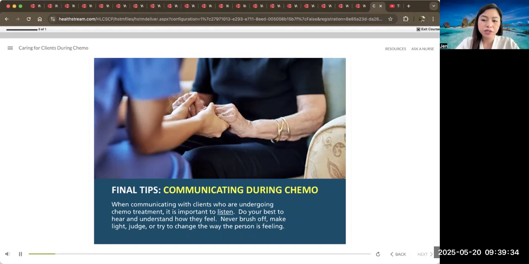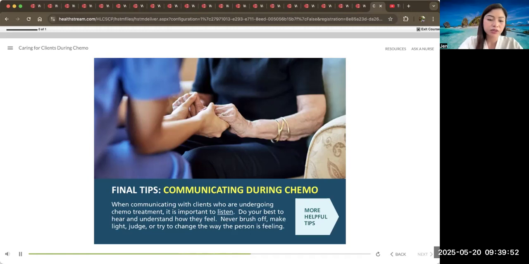There are often ways to decrease these unpleasant effects. So final tips, communication during chemo. When communicating with clients who are undergoing chemo treatment, it is important to listen. Do your best to hear and understand how they feel. Never brush off, make light of, judge, or try to change the way the person is feeling.